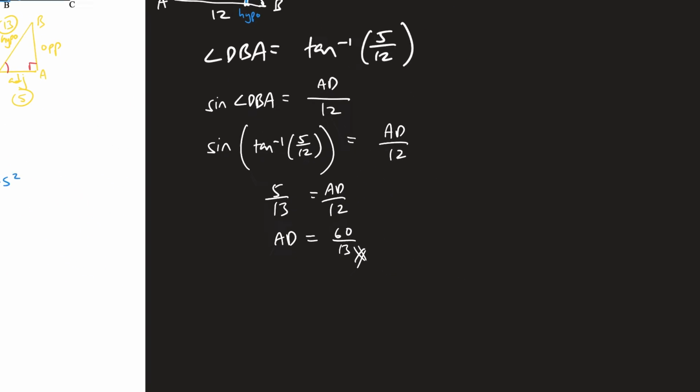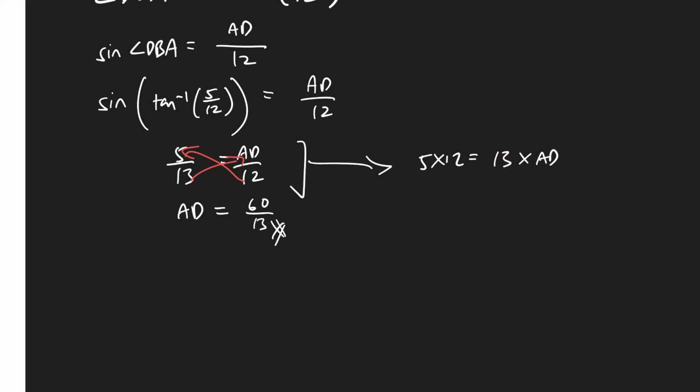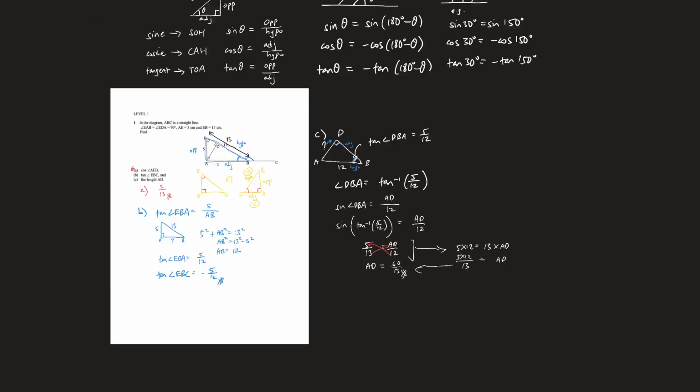If you're not very sure about how to cross multiply, I'll do it quickly. We can say that 5 times 12 equals 13 times AD. To get AD, you want to get rid of the 13, so you just divide both sides by 13. That gives me 60 over 13. All right.